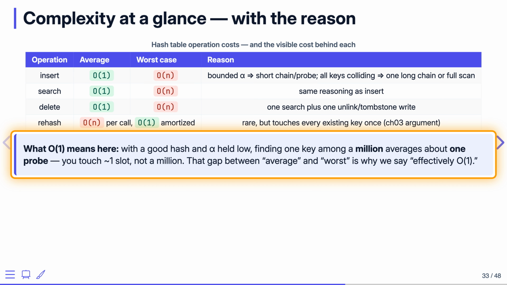So what does big O of 1 really mean here? With a good hash and alpha held low, finding one key among a million averages about one probe. You touch about one slot, not a million. That gap between average and worst is why we call it effectively big O of 1.